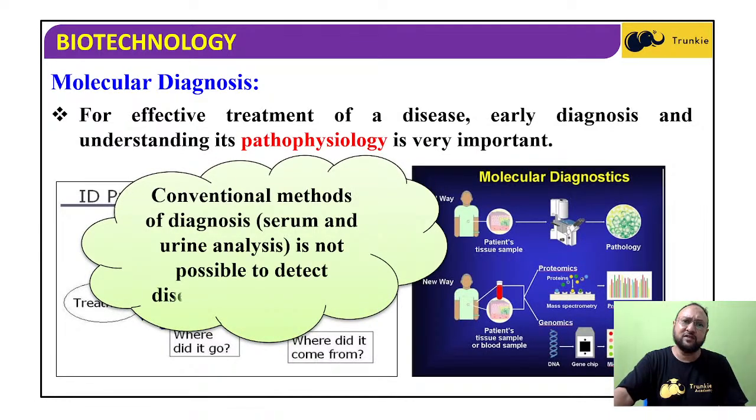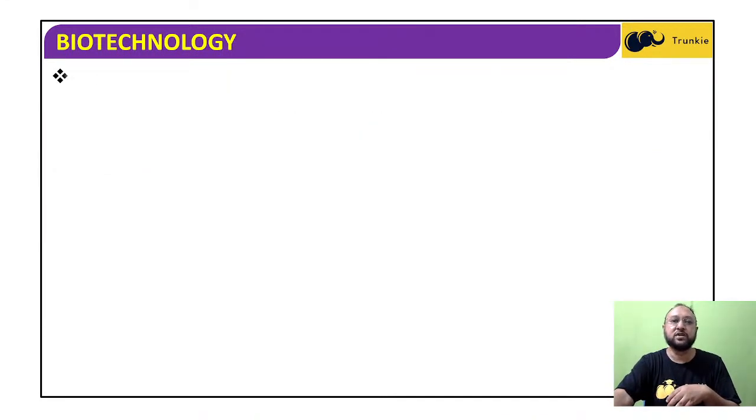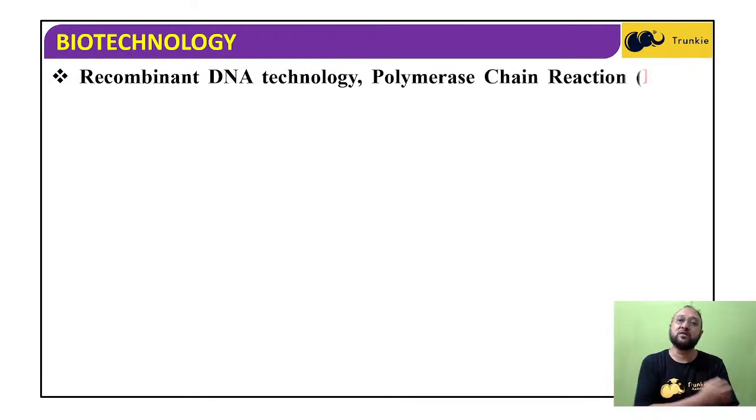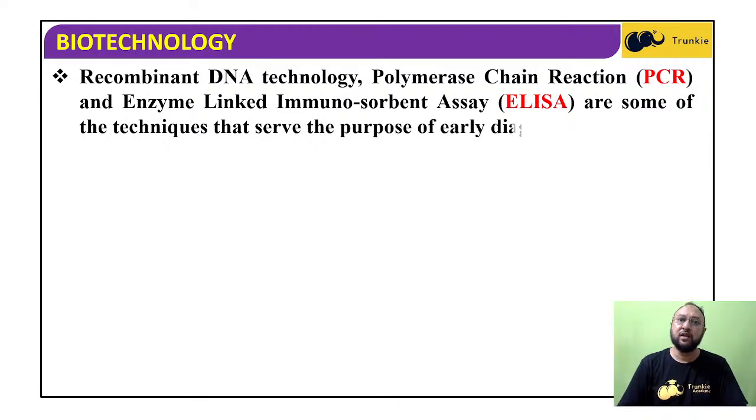Conventional methods of diagnosis, such as serum and urine analysis, are not able to detect disease in early stages. Okay, so if we want to know the reason of the disease in early stage, biotechnology or molecular diagnosis is very, very important and plays an important role to understand the cause. Recombinant DNA technology, polymerase chain reaction, and enzyme-linked immunosorbent assay, ELISA, are some important techniques that serve the purpose of early diagnosis. Yes, PCR, ELISA, and some other things. Those are the important ones that help for early diagnosis.